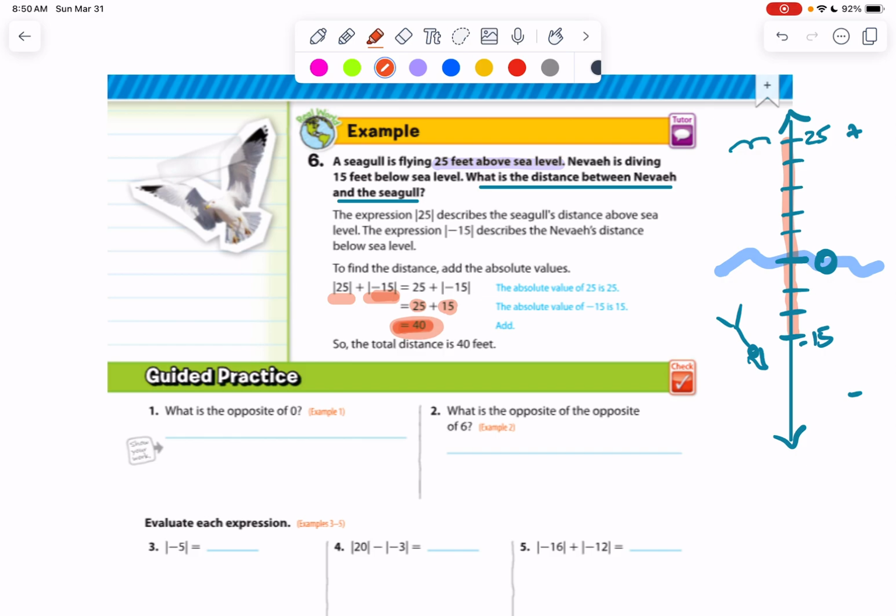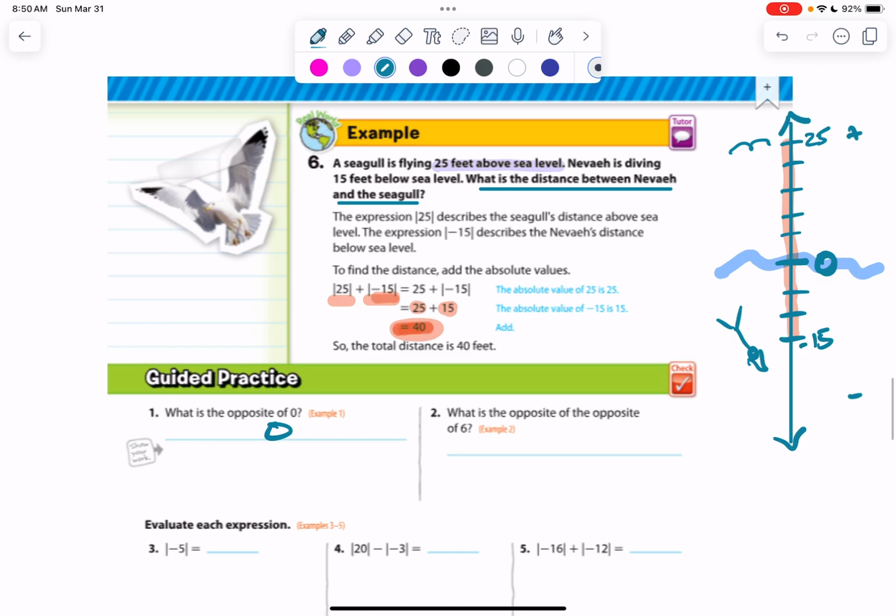Okay? What is the opposite of 0? Well, 0's really nothing, so the opposite of nothing is nothing. So that's 0. What is the opposite of the opposite? So here's that funky one. The opposite of the opposite is 6. So first let's find the opposite of 6, which is -6. And the opposite of that is 6. So the opposite of the opposite of 6 is 6.